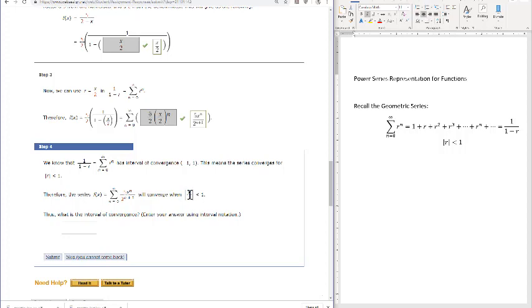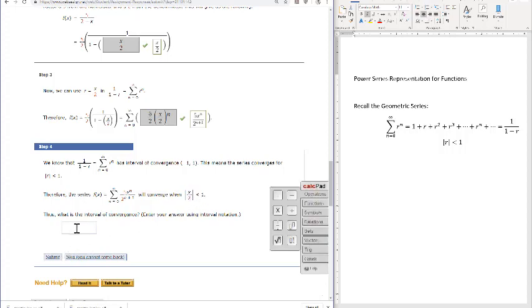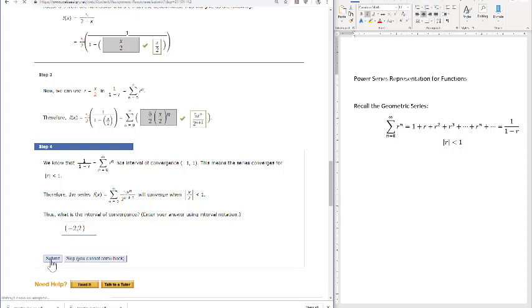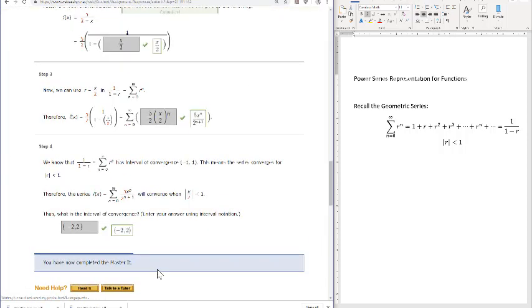So when we solve for this, we take out the absolute value and have a -1 less than x over 2 less than +1. And then when we multiply 2 on both sides, we're going to get -2 on the left and a +2 on the right. So that's your interval of convergence, and that's the end of the problem.